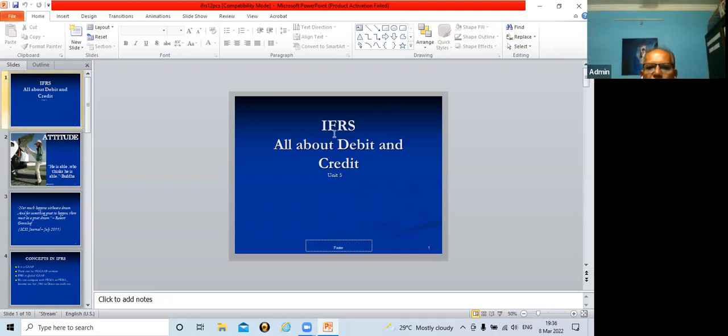IFRS stands for International Financial Reporting Standard. Since our subject is international finance, we will be talking on International Financial Reporting Standards. In India also we have a system, but it is known as IAS. IAS stands for Indian Accounting Standard.